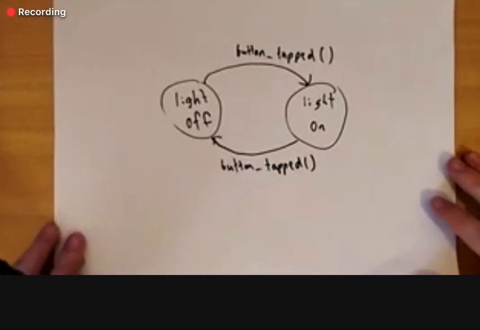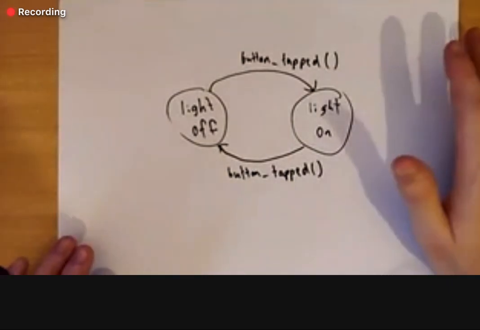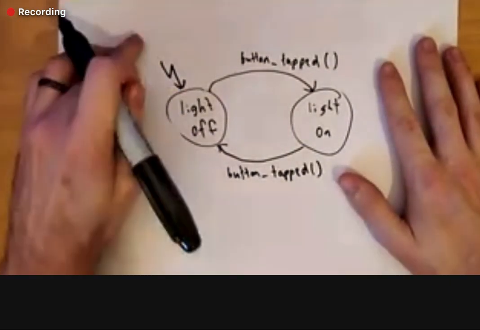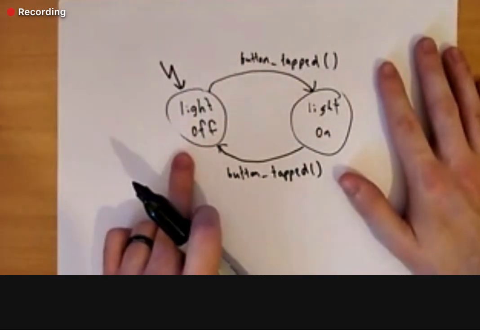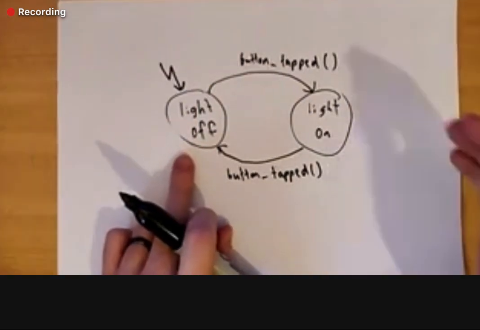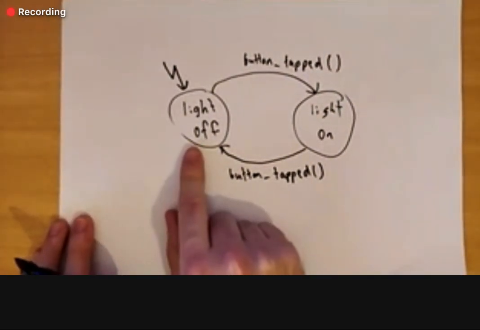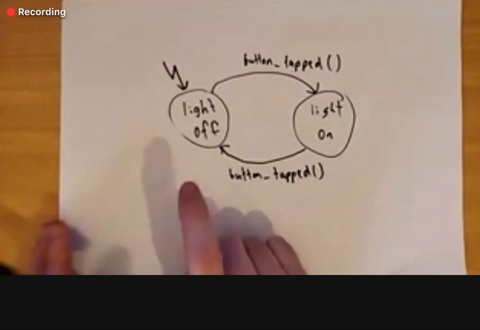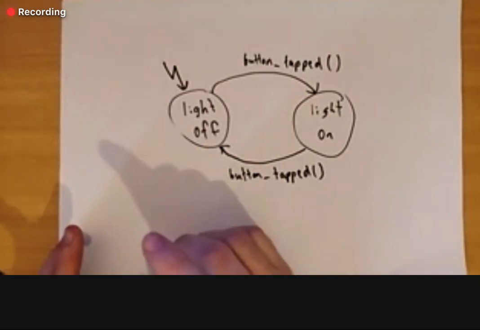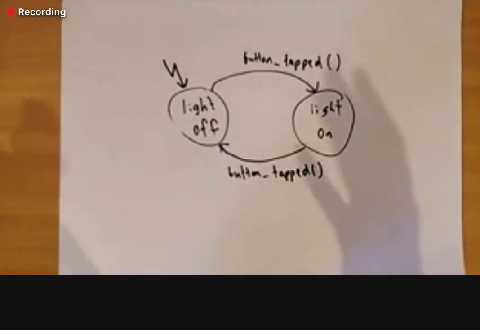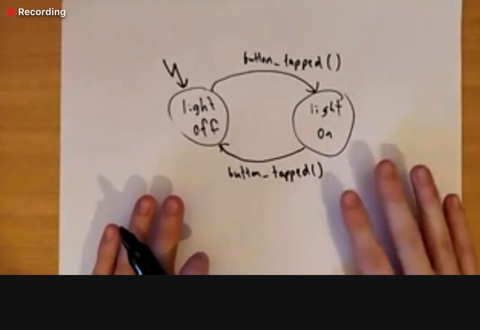Finally, we probably have to have the system get initialized in some capacity. So we're going to add a little lightning bolt arrow here to the initial state. Whichever one we add a lightning bolt arrow to, that's where the system starts. So presumably the system is going to start with the light off, but one could potentially make an argument for doing it the other way around.